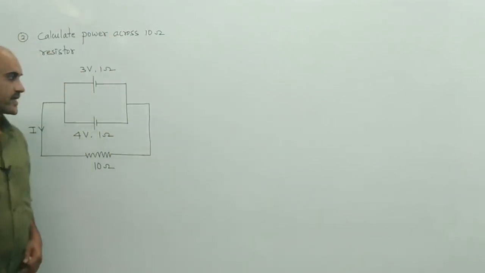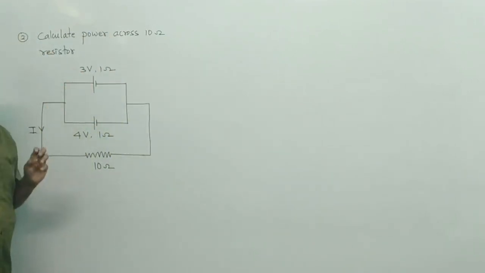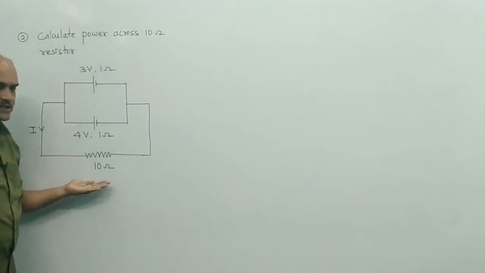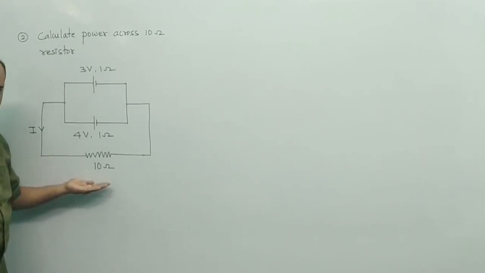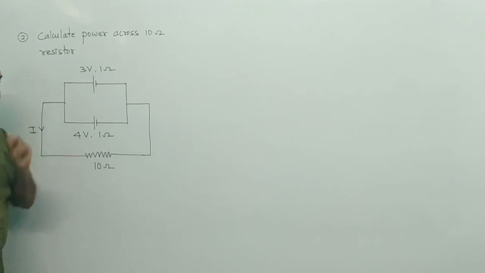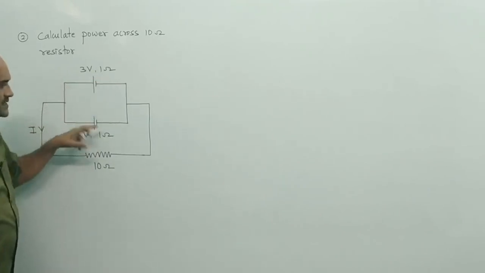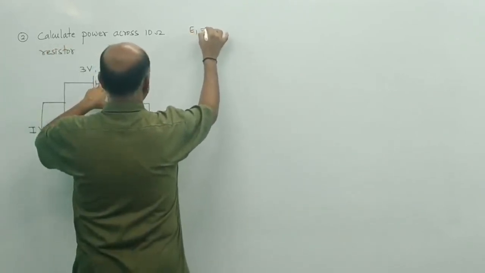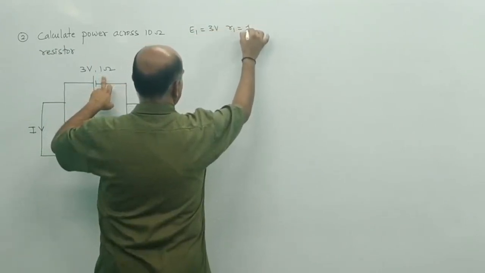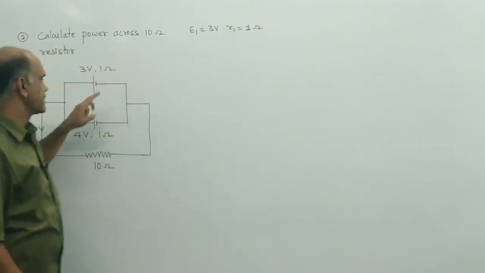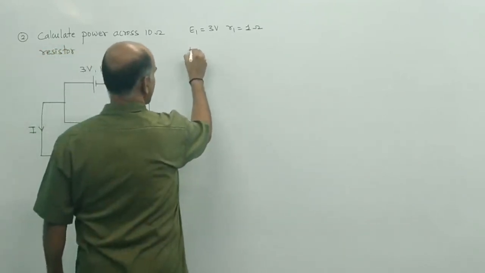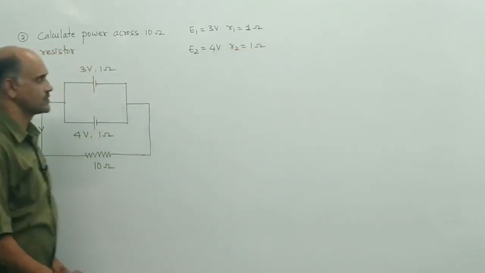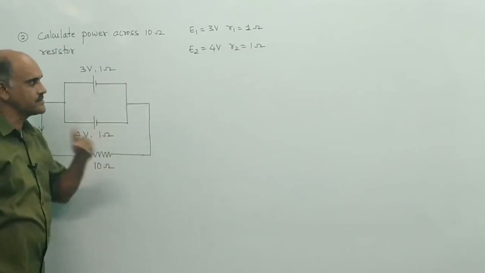The second problem if we take, so directly he has given a diagram. He has asked us to find power across 10 ohm resistance. In last problem we were required to find potential. Now instead of potential he has asked power. So again I will note down these values. I will take this as E1 R1. So E1 is equal to 3 volt, R1 is equal to 1 ohm. Second, E2 is equal to 4 volt, R2 is equal to 1 ohm.